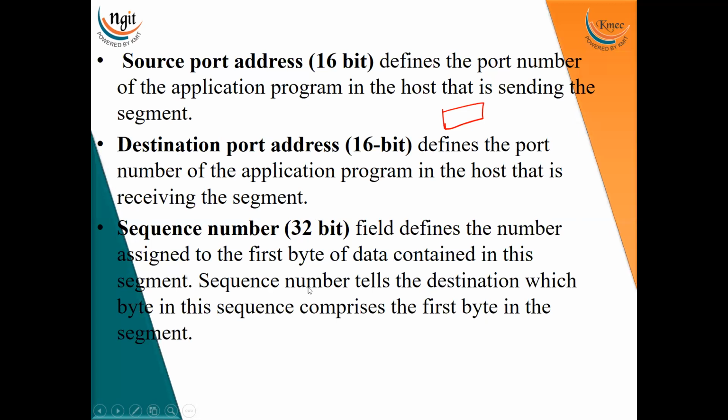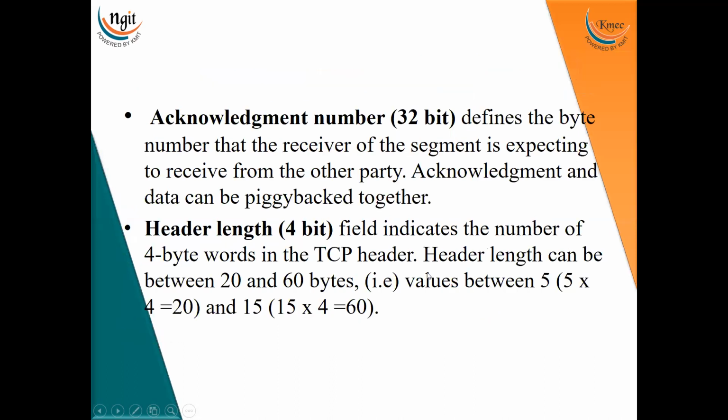And what is meant by the sequence number? This field defines a number assigned to the first byte of data contained in this segment. The sequence number tells the destination which byte in this sequence comprises the first byte in the segment. Now, what is meant by the acknowledgement number? It defines the byte number that the receiver of the segment is expecting to receive from the other party. And the acknowledgement and data can be piggybacked together.